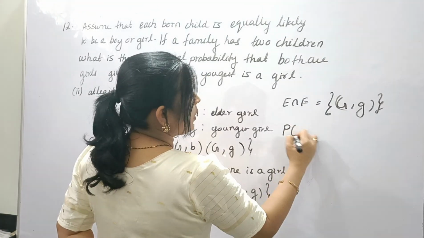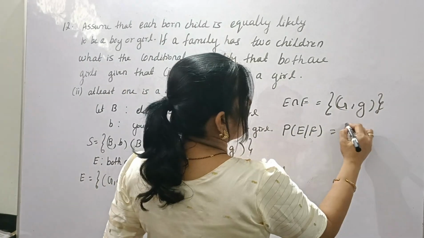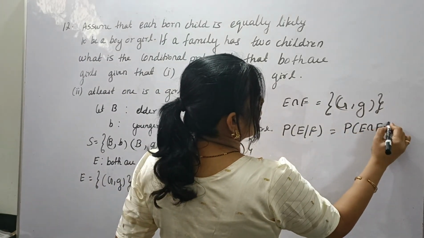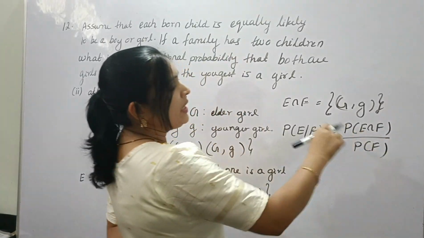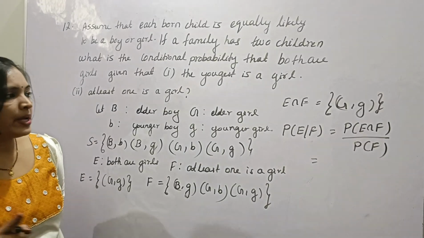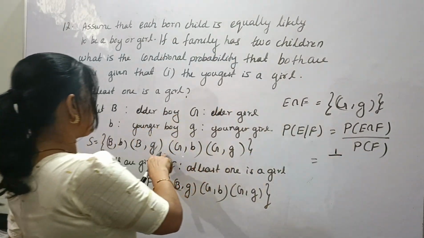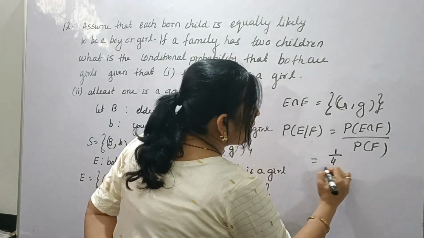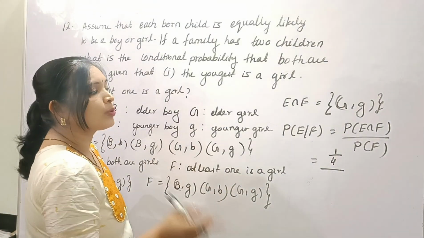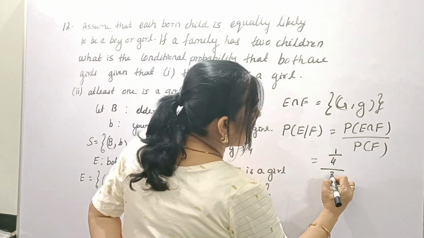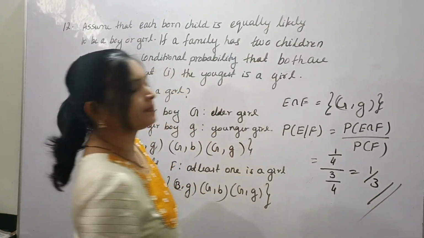Here also we have to find the probability of E given F, that is equal to the probability of E intersection F divided by the probability of F, right? E intersection F has only one element, therefore the probability of E intersection F is 1 divided by the number of S, 4, divided by the probability of F. F has 3 elements, therefore the probability of F is 3 divided by 4. That is equal to 1 by 3.